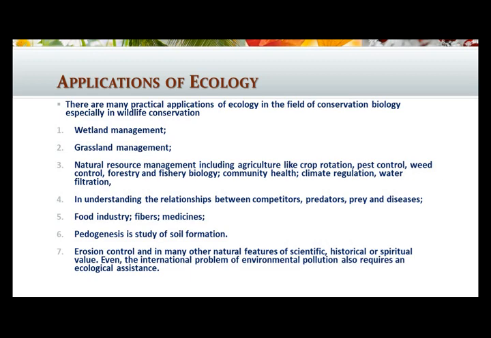The third application is natural resources management, including agricultural crops like crop rotation, pest control, weed control, forestry and fishery biology, community health, climate regulation, water filtration, etc. In understanding the relationship between competitors, predators, prey, and diseases, the application of biological science in this aspect also plays a very important role. Ecology can be applied in the food industry, fiber industry, and medicines, so that their proper maintenance and usage can be done and biodiversity is maintained.